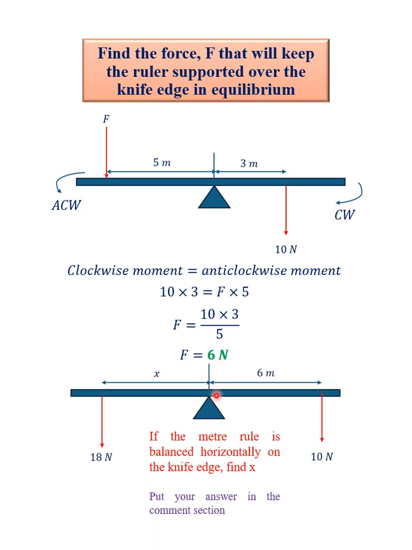Then try this simple one. We have another scenario here. Find the distance X for which this ruler will balance horizontally on the knife edge.